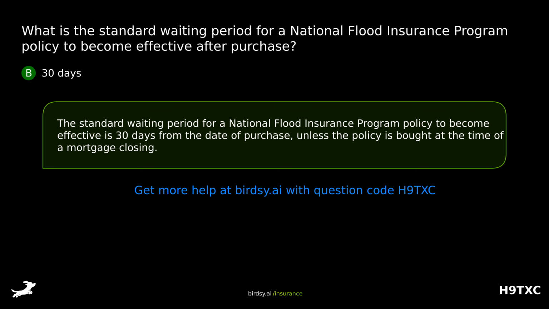The standard waiting period for a National Flood Insurance Program policy to become effective is 30 days from the date of purchase, unless the policy is bought at the time of a mortgage closing.